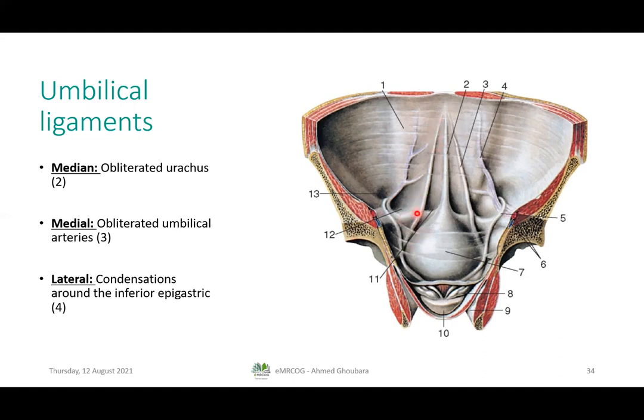The umbilical artery is a branch of which artery? Which artery gives rise to the umbilical artery? Perfect. The anterior division of the internal iliac. The obliterated umbilical artery is the medial umbilical ligament right there. And laterally, the lateral umbilical ligament is the condensation around the inferior epigastric. So we can imagine that the medial umbilical ligament lies inside the Hesselbach triangle. Yeah? Good.